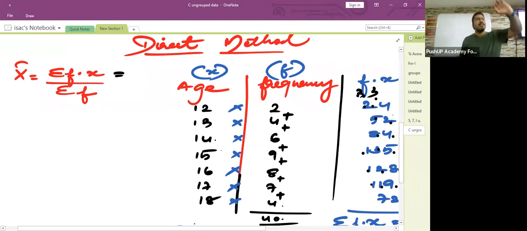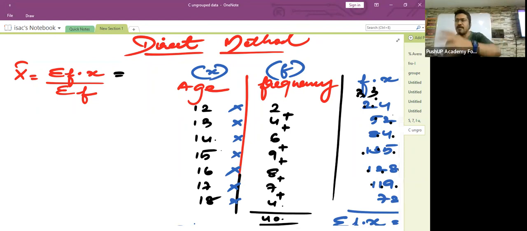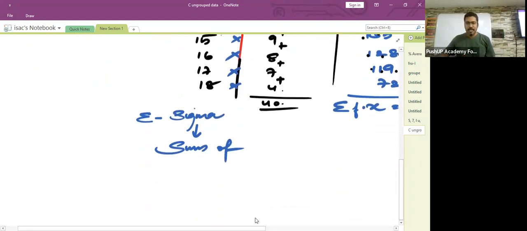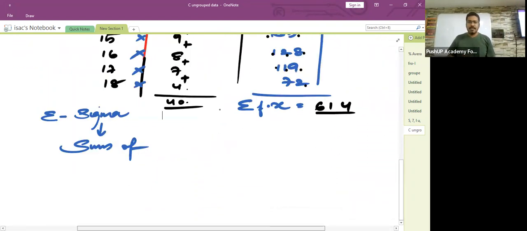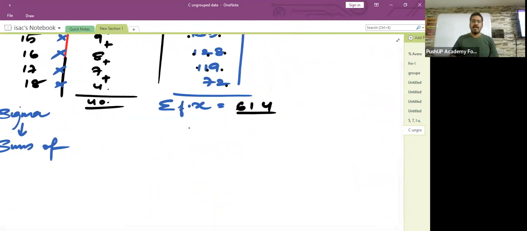Sigma f is the total number of frequencies, and that is equal to the total number of people involved in this experiment, which was given to you: 40. So sigma f is equal to 40. Now children, let's find the arithmetic mean.